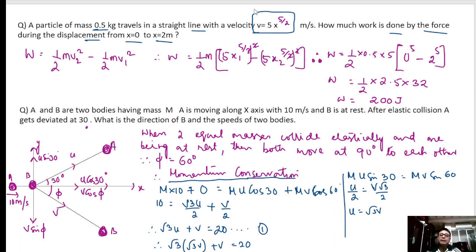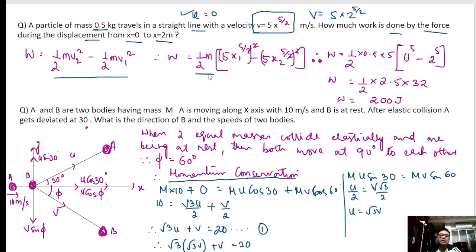When the body is at x equal to 0, we know that the initial velocity is 0. And when the body is at x equal to 2, the velocity will be 5 into 2 to the power 5 by 2. This is the velocity of the body at x equal to 2. So we know that the velocity is changing, which means the work done will be the change in kinetic energy.